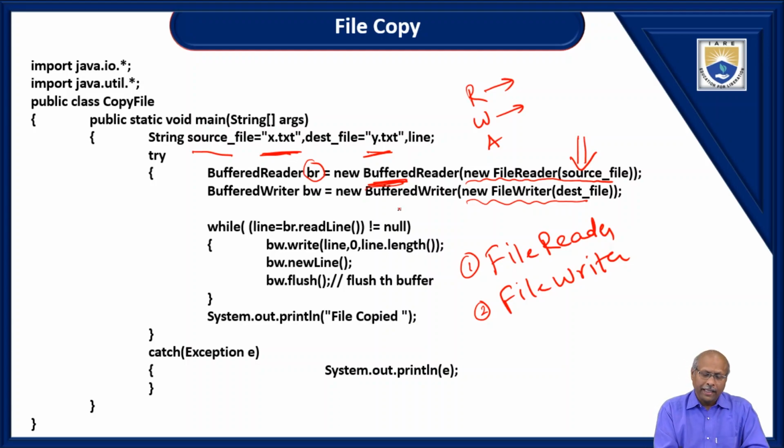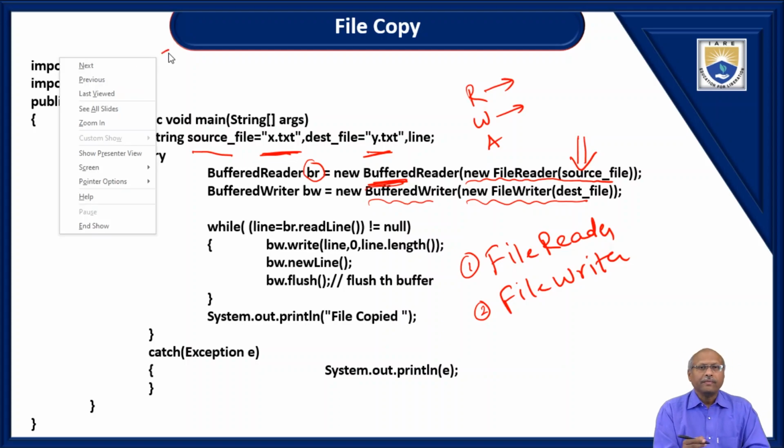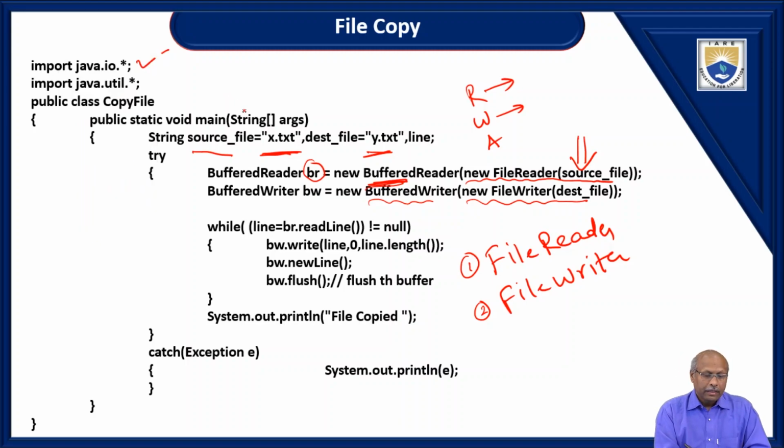If you want to write line by line, there also you use buffer writer. These two important classes are available under the IO package. Once both objects are ready, because in my file there may be multiple lines, you have to read line by line. Whenever there are multiple lines, you have to use a loop. Read one line. After reading one line, then write. How will you write? Using buffer writer. After writing one line, put a new line.